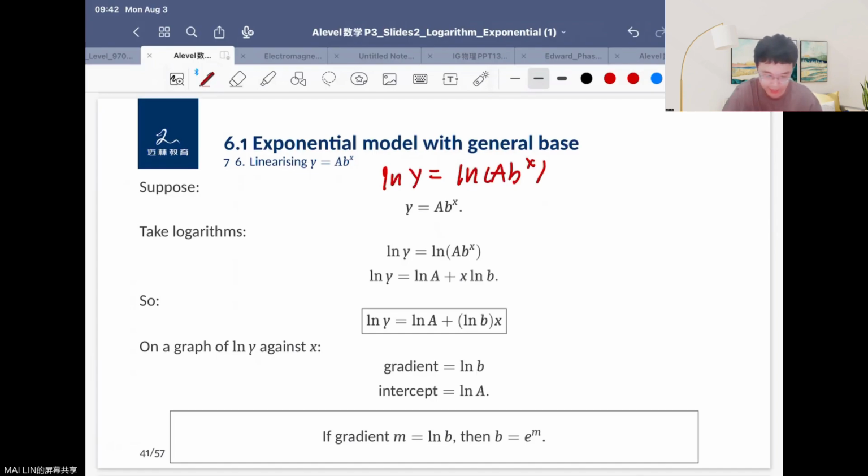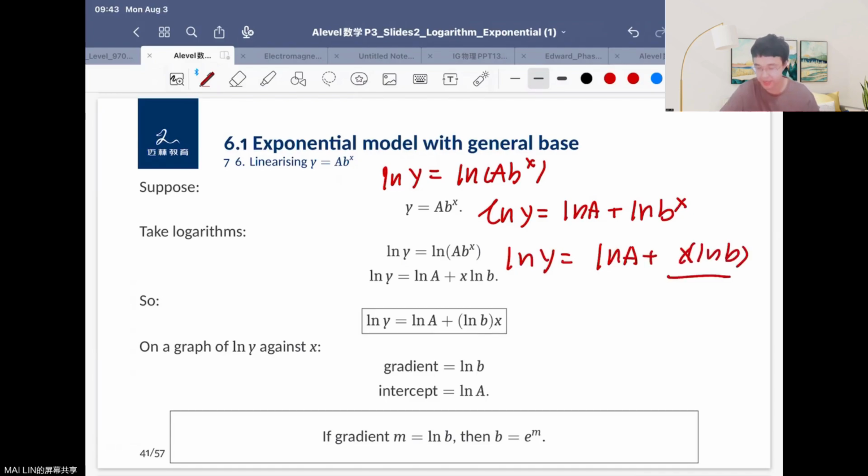For this part, we can simplify it a little bit. So log y equals log a plus log b to the power of x. But then we can put x in front of it. So it becomes log y equals log a plus x log b. So we can let log y equal y and log a be c, so here is c and here is mx. So you just consider it as a linear function here.